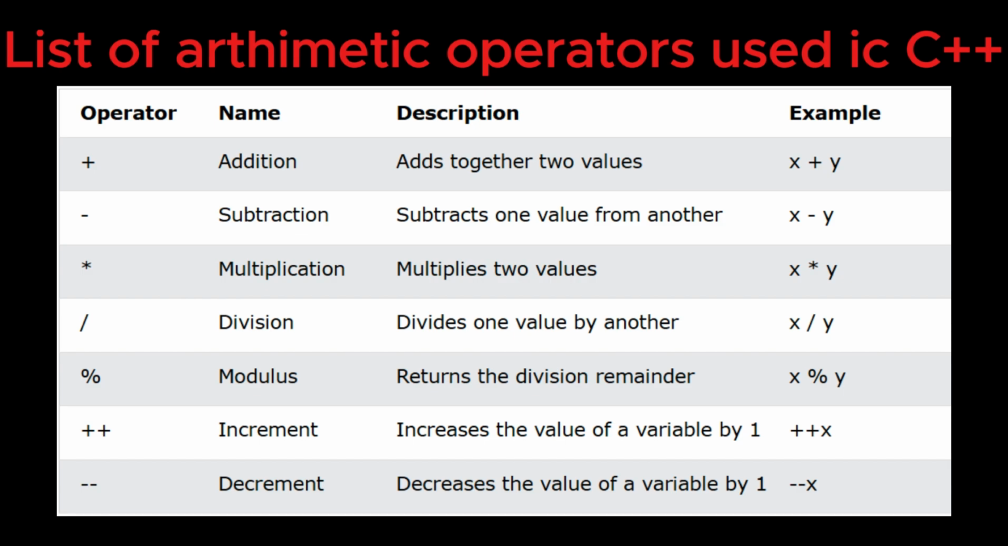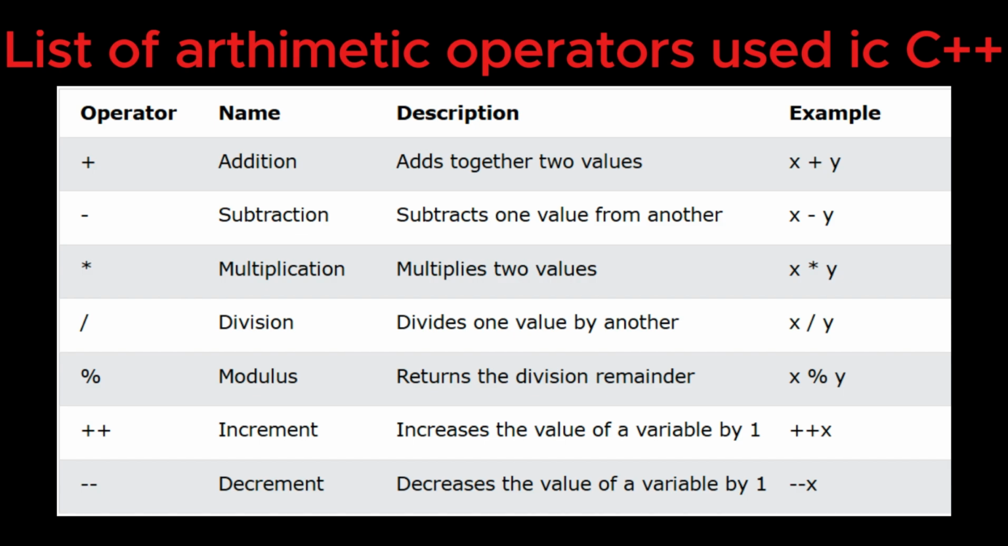Second one is subtraction. It subtracts one value from another. For example, x minus y. Third one is multiplication, described by the star operator. It multiplies 2 values. So multiplication is used to multiply 2 values. For example, x multiplied by y.